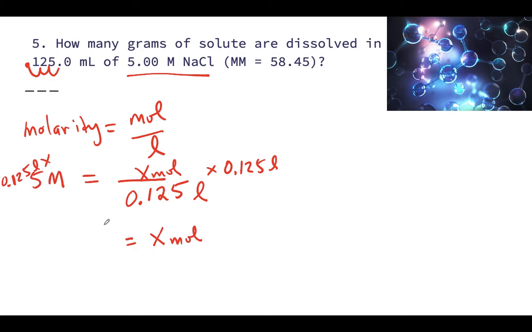I did something wrong. Let me give you the right numbers. 0.125, maybe my decimal didn't go in. 0.125 times 5 is 0.625. Okay, that's a lot better. That makes sense. Losing your decimal is not good.